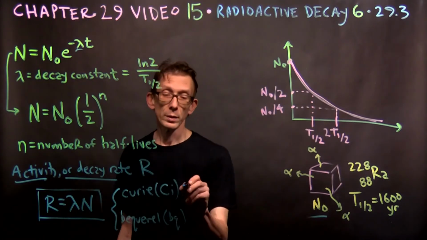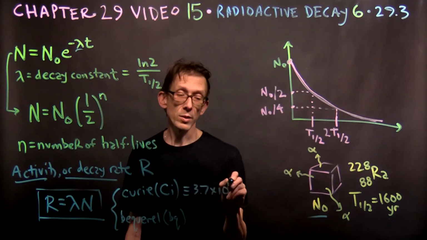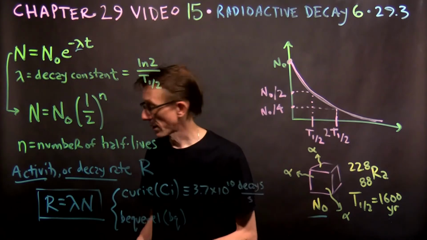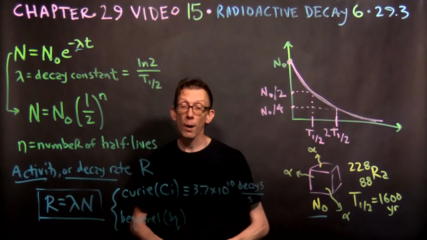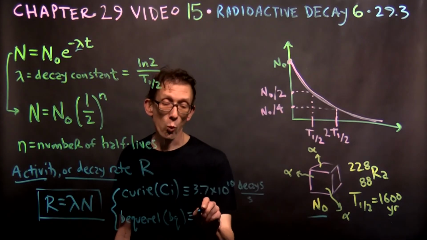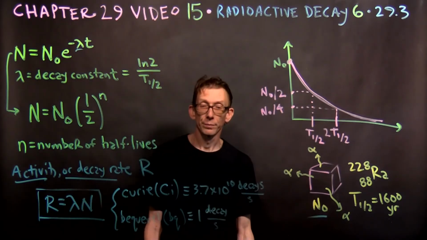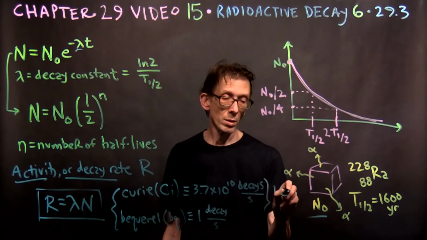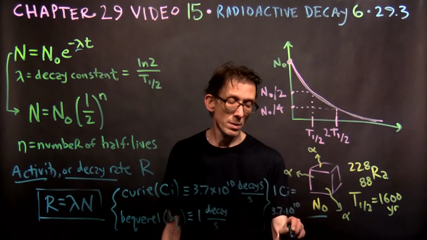A Curie is defined as 3.7 times 10 to the 10th decays per second. I believe that is exactly right. 3.7 times 10 to the 10th decays per second. That is 1 Curie. A becquerel is defined as 1 decay per second. So with these definitions, we see that 1 Curie equals 3.7 times 10 to the 10th becquerels.